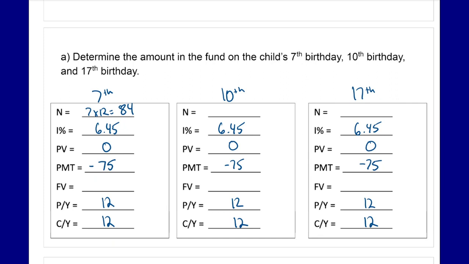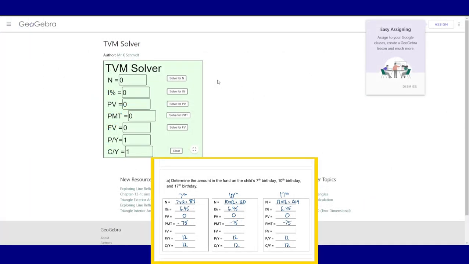The end value will change because now we have 10 years times 12 months, or 120, and 17 years times 12 months, or 204. Now that we have all our values, we can go to our TVM solver and enter in the values and get our answer.